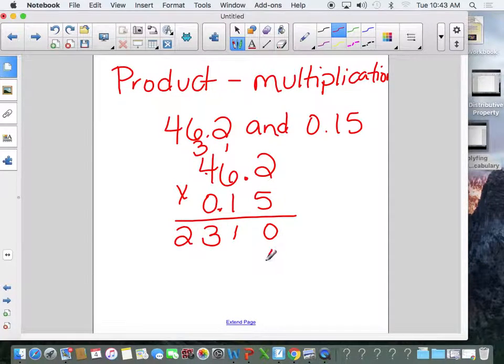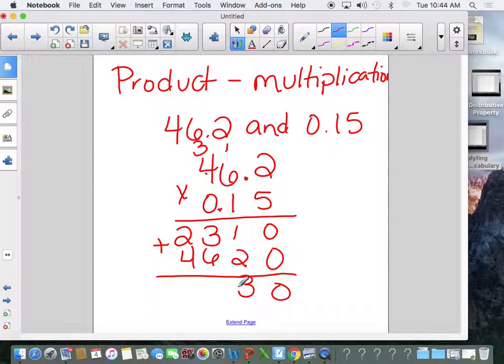And then I hold my place value, because now I'm going to multiply with the 1. So technically I'm multiplying with 1000ths, so I need to put a 0 there to represent that place value. 1 times 2 is 2, 1 times 6 is 6, 1 times 4 is 4. And then I add the two problems together, and I have 0, 3, 9, and 6.